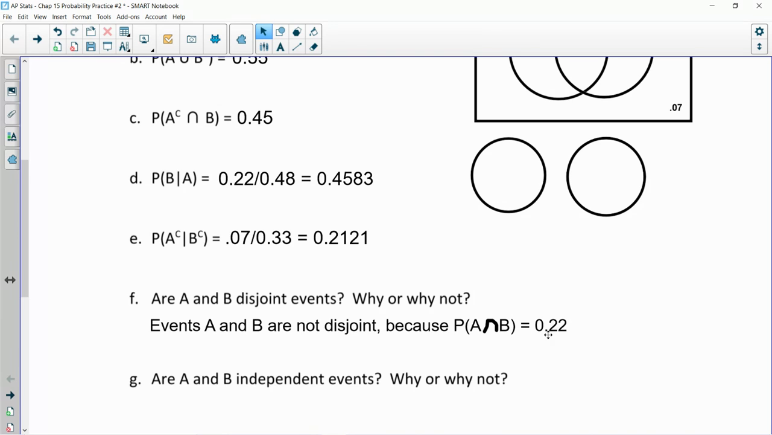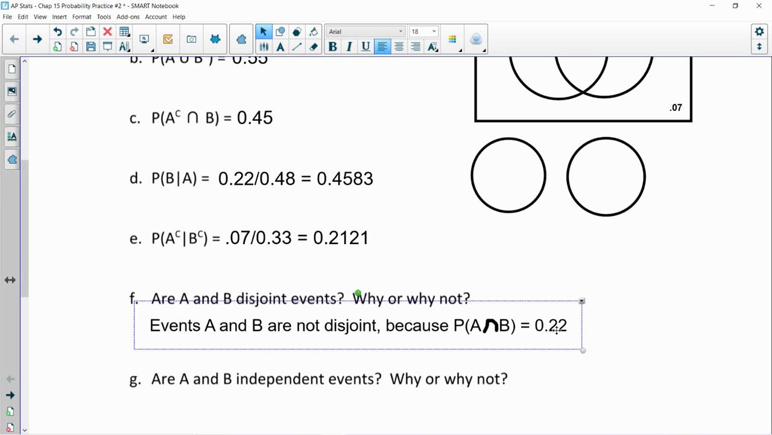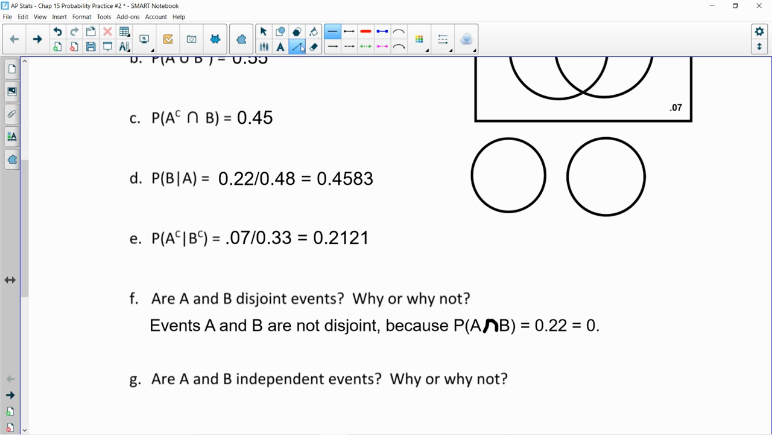Because the intersection of A and B is equal to 0.22, and then I would even take that a step further and say, which is not equal to 0. Put a little slash for the equal sign. That right there, folks, is a great answer, perfect from beginning to end. You've addressed the question, you've given the evidence, and you've even shown that you know the true definition of disjoint in terms of what the probability would be equal to. So that's a really, really good idea there.